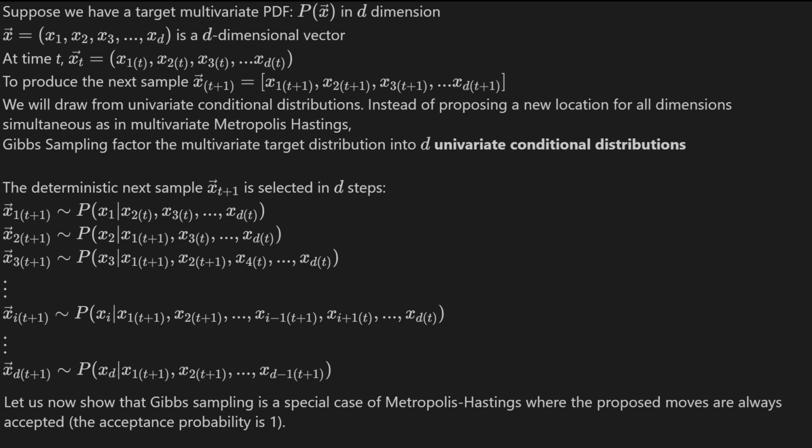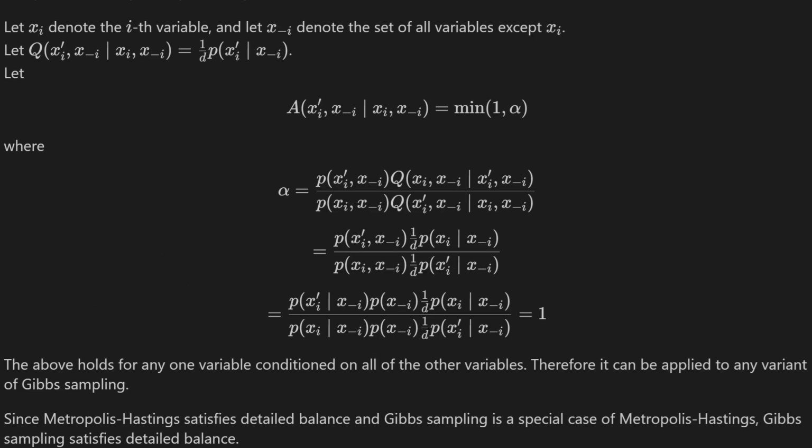The deterministic next sample is selected in d steps. For every variable i, we hold all other variables constant and update from the ith univariate conditional distribution. X prime represents our proposed next state. Minus i subscript denotes conditional on all variables except i. Q denotes any univariate conditional distribution.